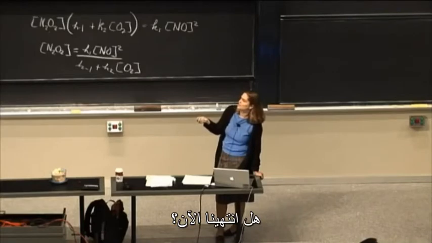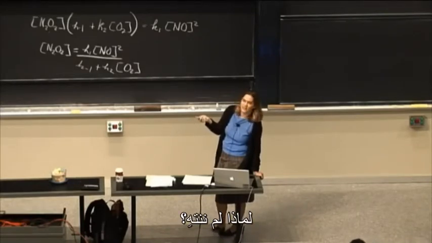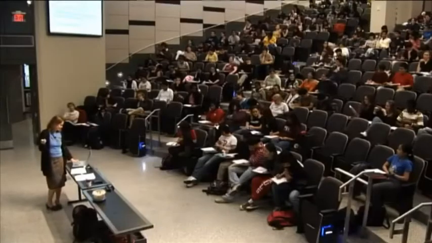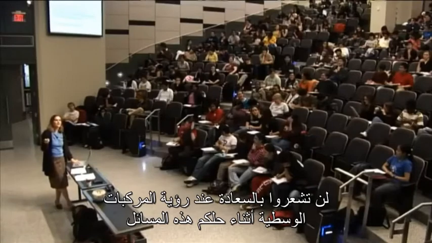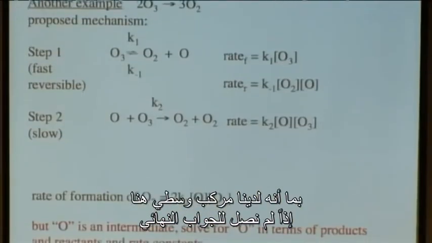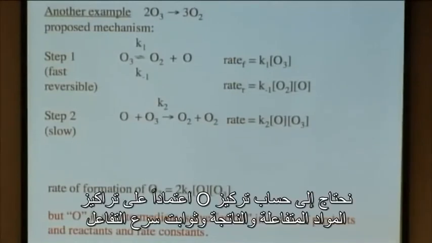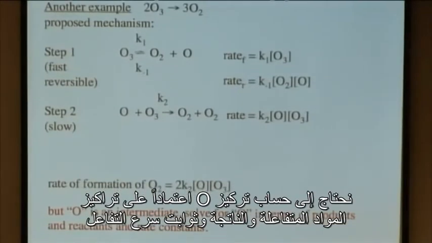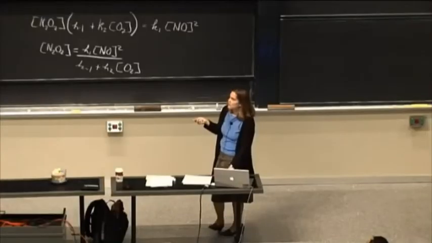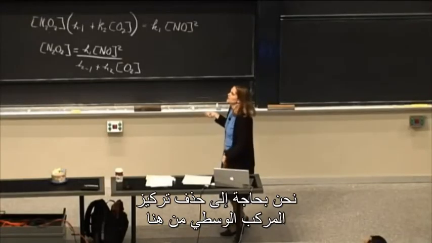Are we done? No. Why isn't this finished? There's an intermediate. Intermediates will not be your friend in doing these problems. Yes, we have an intermediate, so we're not complete. We need to solve for O in terms of products, reactants, and rate constants. So we're not done. So we need to get rid of the intermediate.